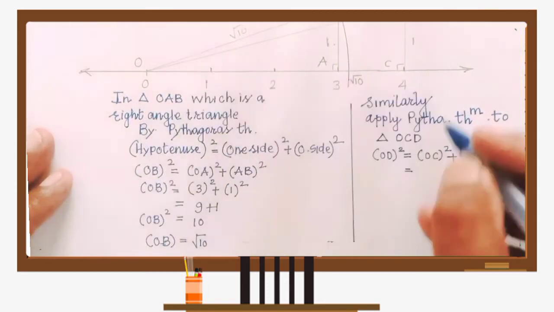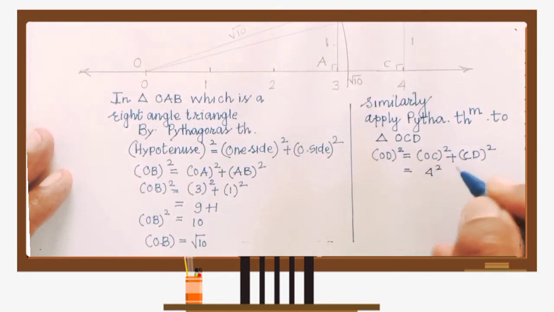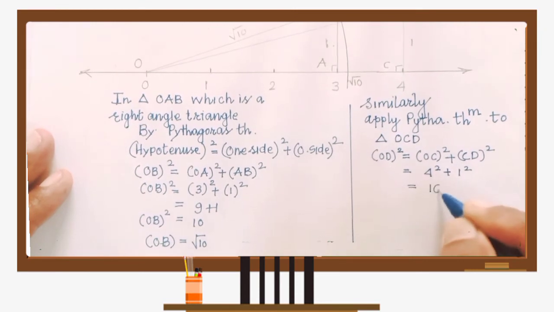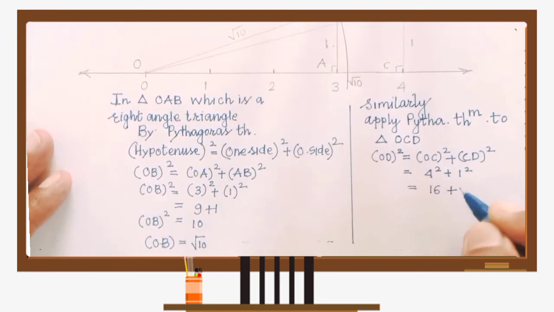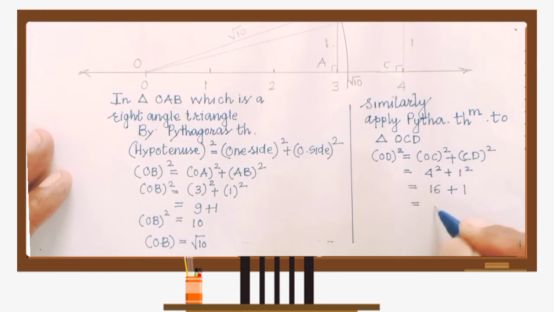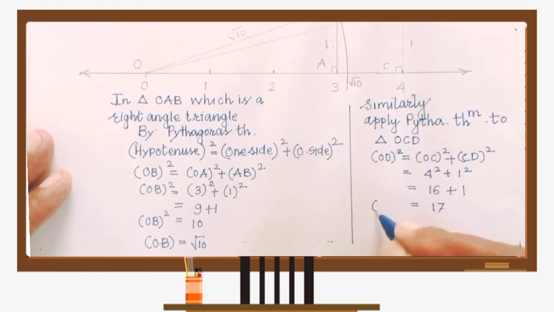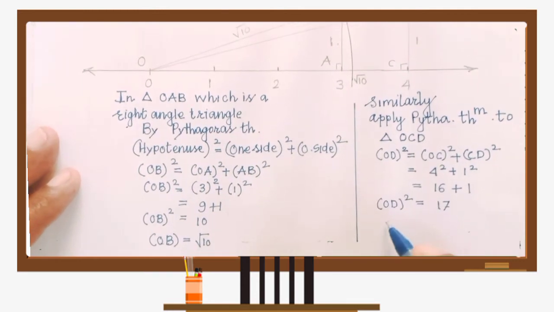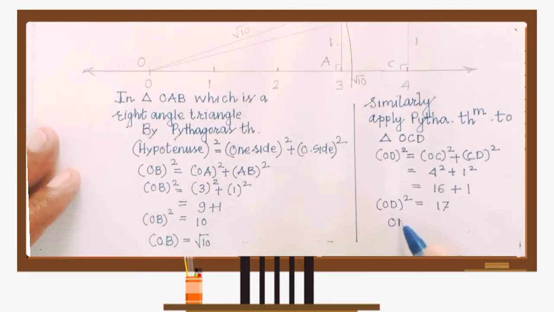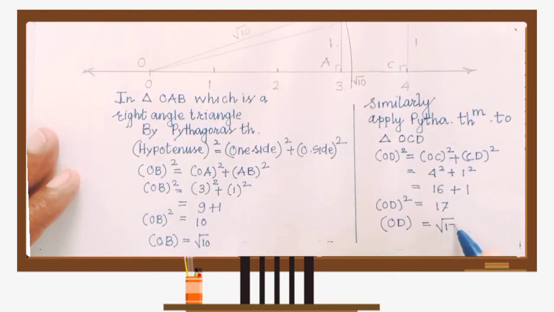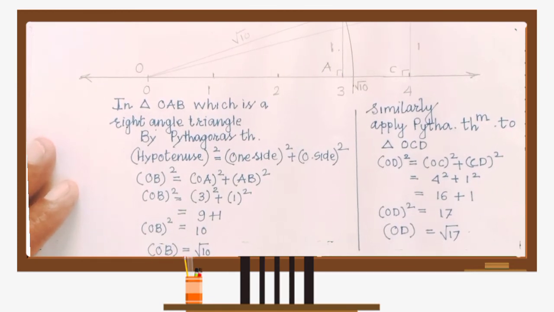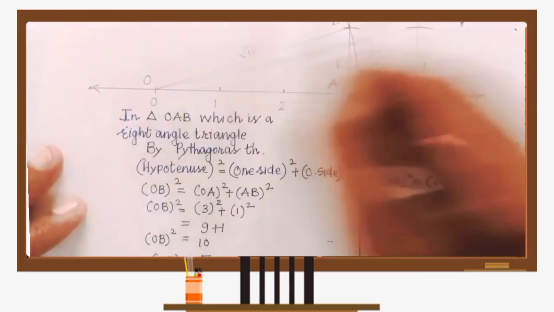It is OC, it is a 4 unit. 4 square plus 1 square, 16 plus 1, it is equal to 17. So OD square is equal to 17. Taking the square root on both sides, we will get here OD is equal to root 17. Now we got root 17 in terms of hypotenuse. This is root 17.